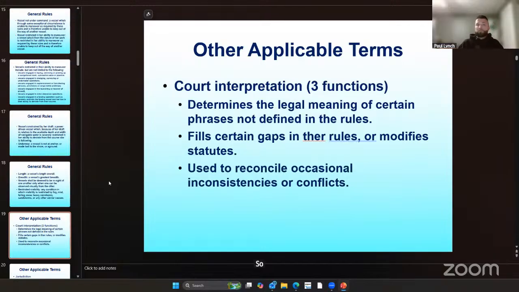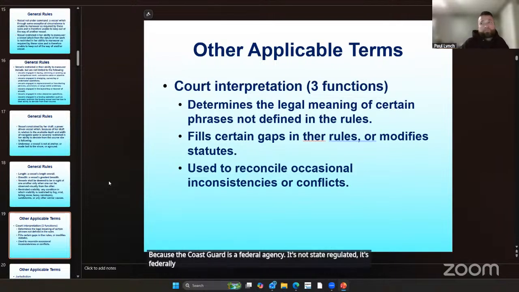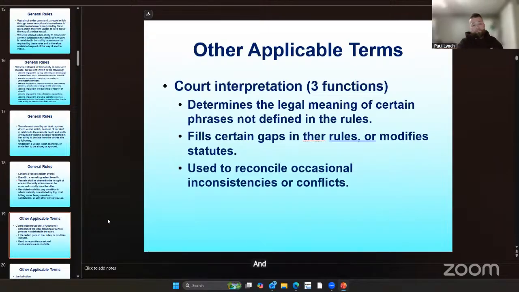So the Coast Guard is a federal agency. So any kind of trouble you get in regarding your captain's license on the water, you go into federal court, because the Coast Guard is a federal agency. It's not state regulated, it's federally regulated. And I learned this one from Greg, helping him teach before I started teaching on my own.